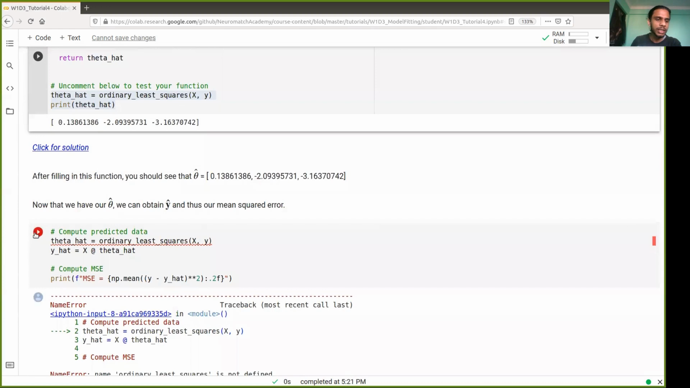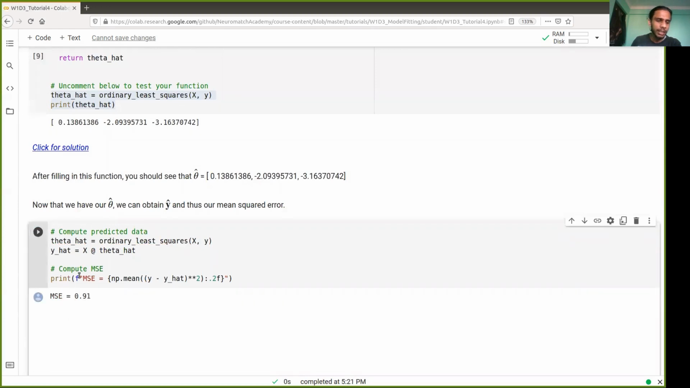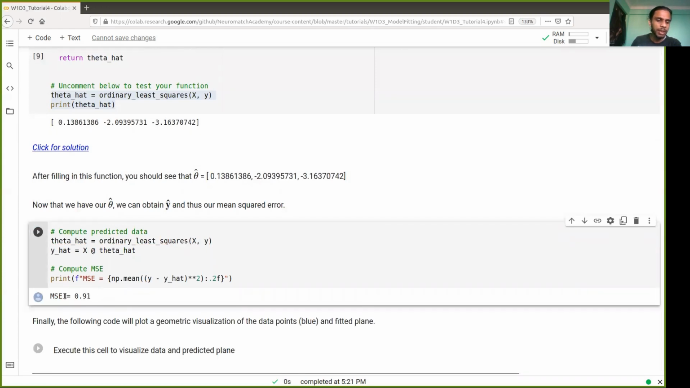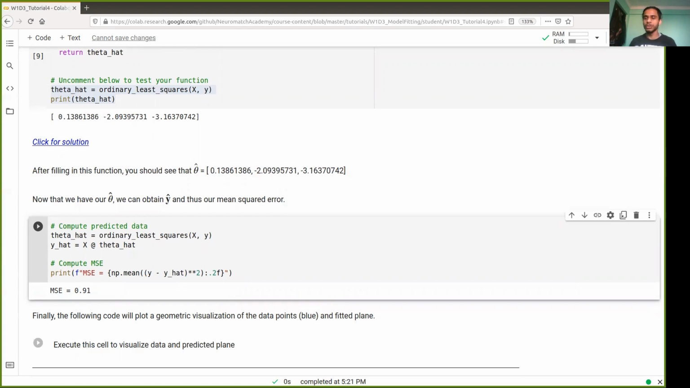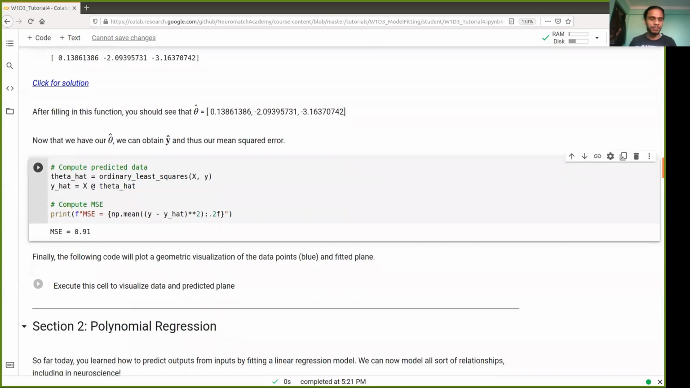Now, we calculate the value of y, and here we are printing the value of MSE. MSE stands for mean squared error, which simply represents the error, right? So you have a plane, but all those points don't lie on the plane. How these actual data points are different from the values that we estimated is given by the MSE. The greater the MSE, the less accurate our model is, right?